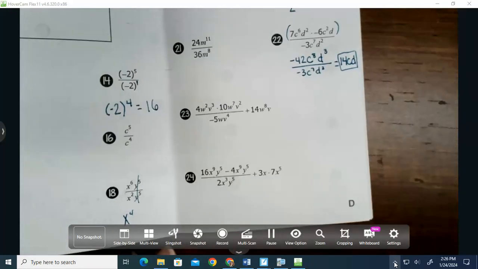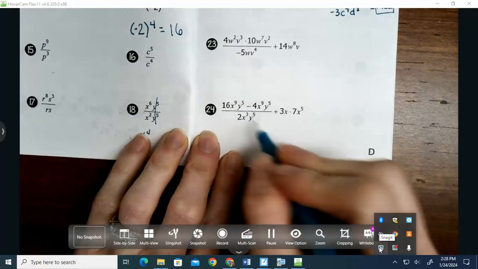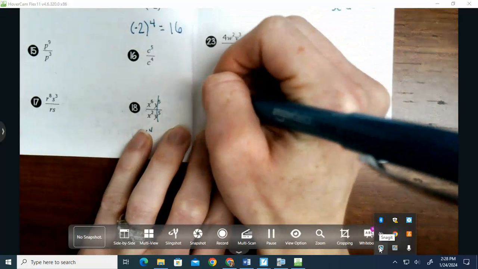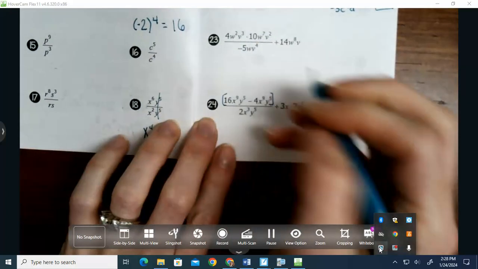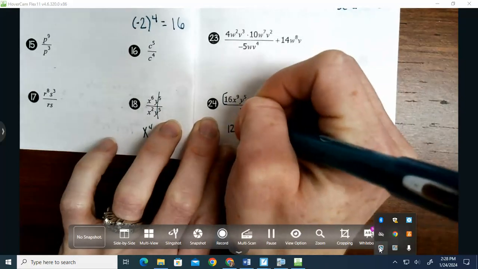That's a little more challenging. Let's see if you can figure it out. Okay, so starting in this fraction, it says to subtract. So when we subtract those, we just subtract the numbers. So 16 minus 4 is 12. We still have the x to the 9, y to the 5.